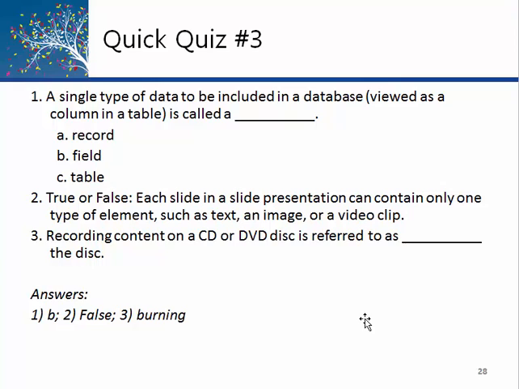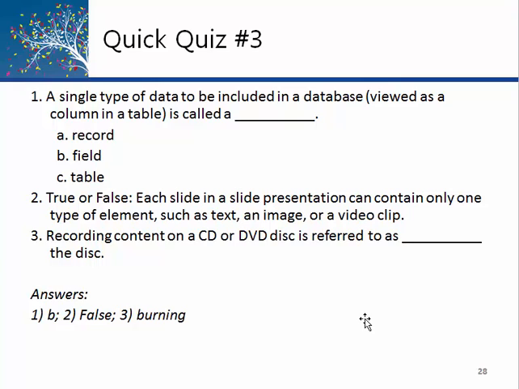Each slide in a presentation can contain only one type of element, such as text or an image or video clip. That's false. A slide can have many things on it. But with good presentation styles, you don't want to be overly confusing. You want it to be visual, and you might have a little bit of text. Maybe there's a sound effect if it's really appropriate. Maybe there's a video clip instead of a still image. But slideshare.net is a good place to go and look at good professional presentation skills so that you can mimic your presentations based on those. Question 3: recording content on a CD or DVD disc is referred to as burning the disc.